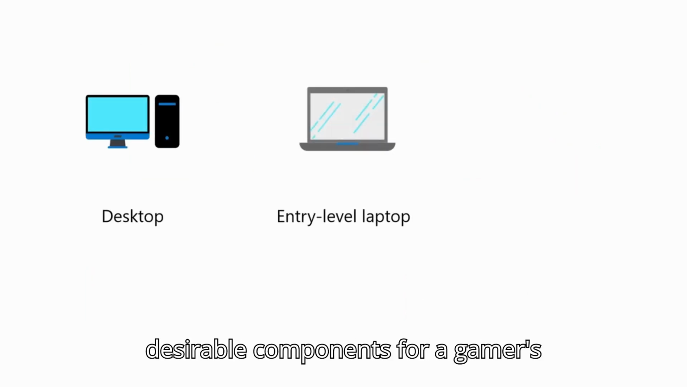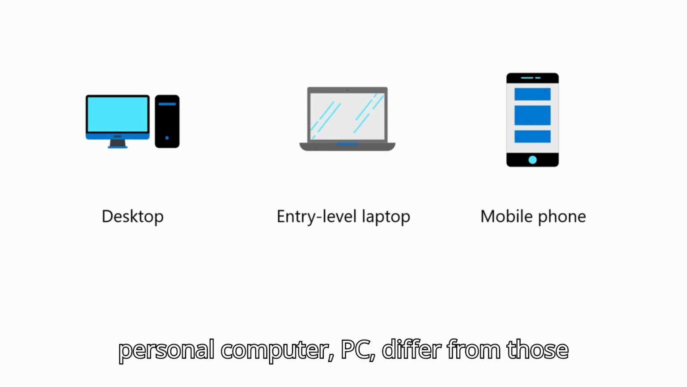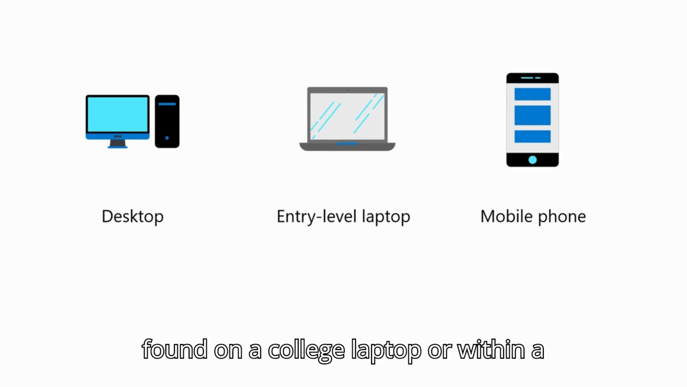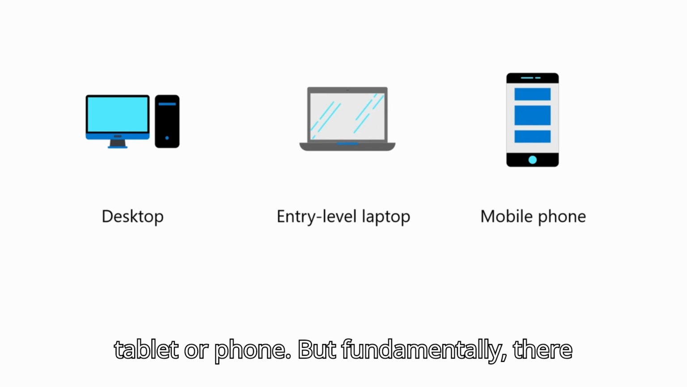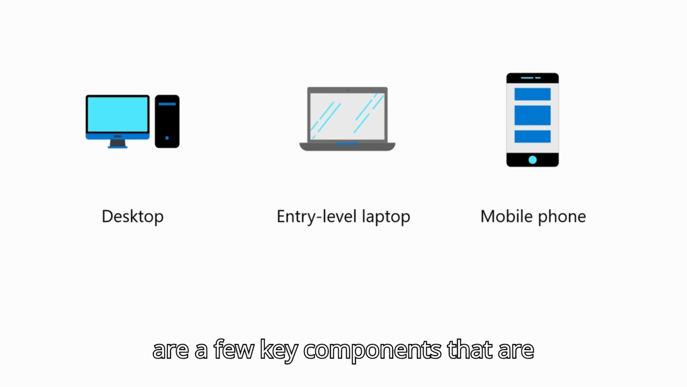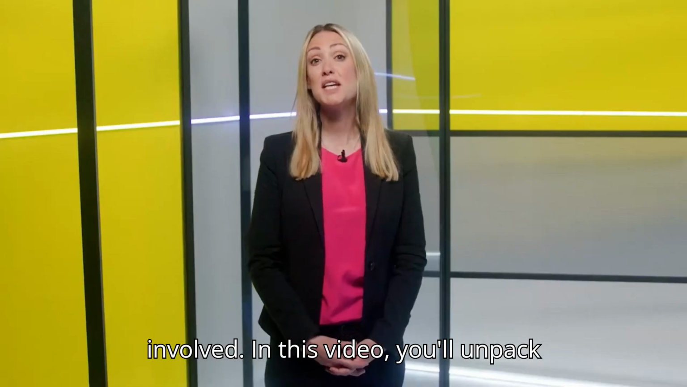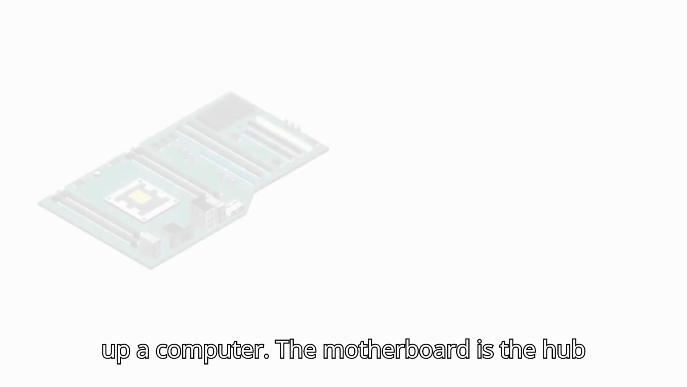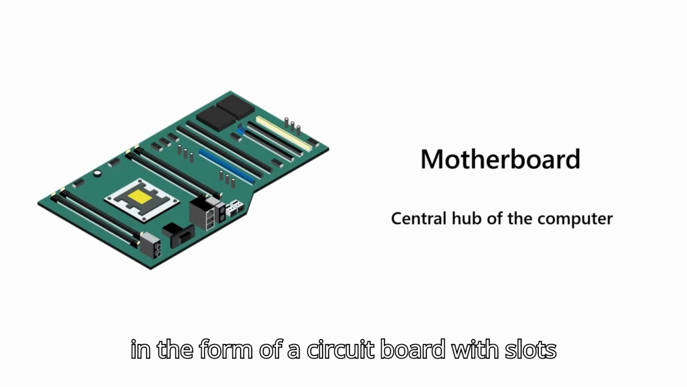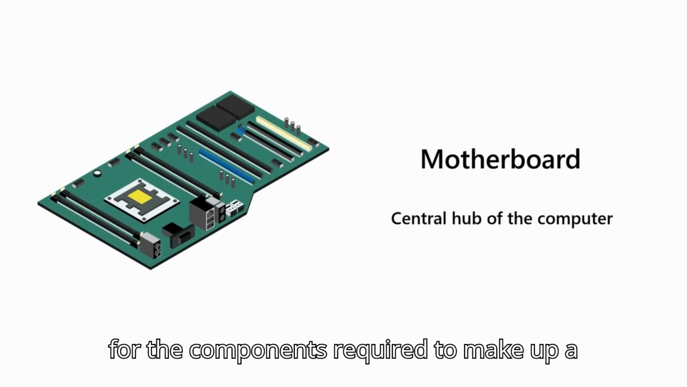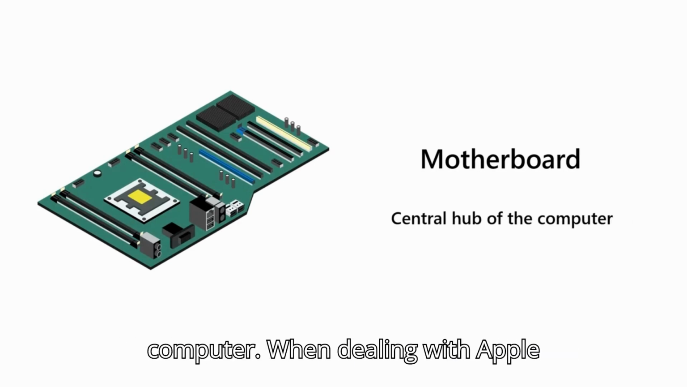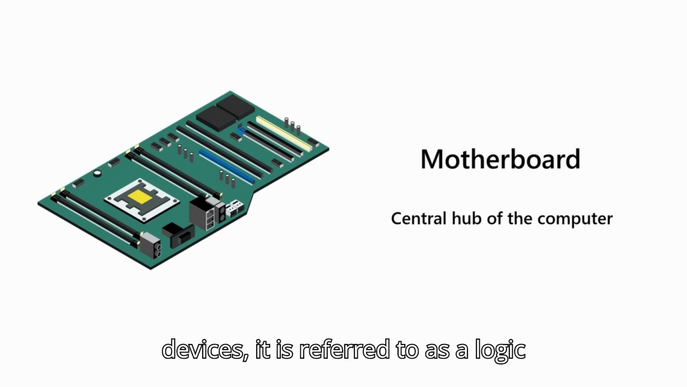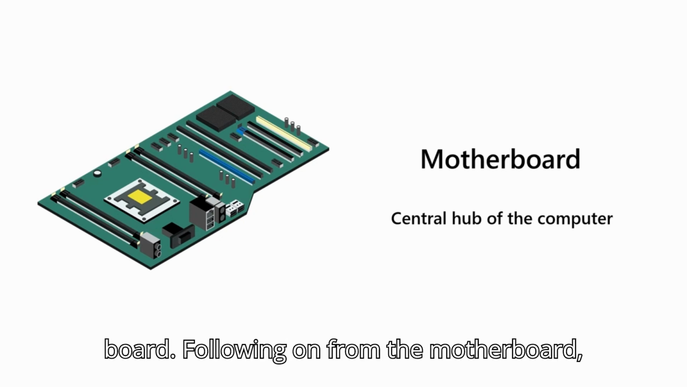The desirable components for a gamer's personal computer, PC, differ from those found on a college laptop or within a tablet or phone. But fundamentally, there are a few key components that are involved. In this video, you'll unpack essential hardware components that make up a computer. The motherboard is the hub in the form of a circuit board with slots for the components required to make up a computer. When dealing with Apple devices, it is referred to as a logic board.